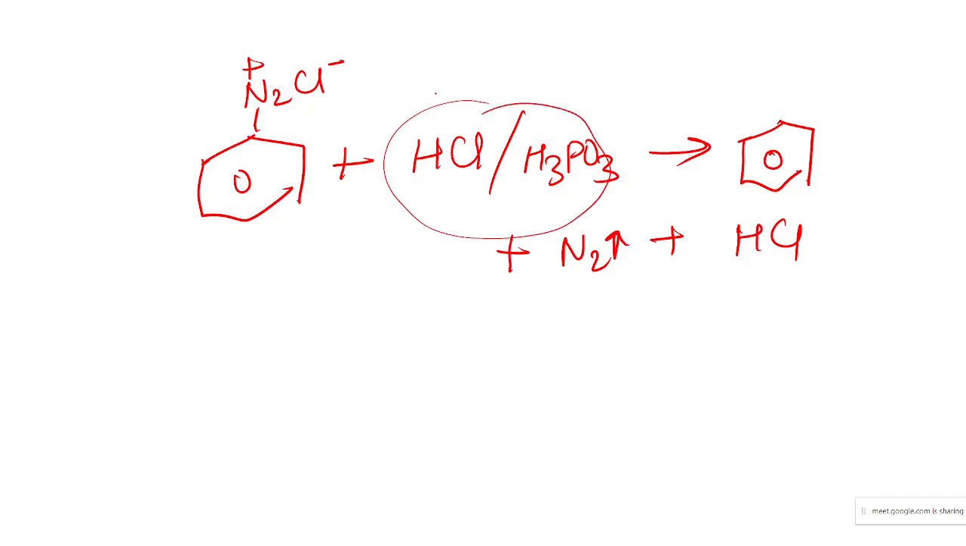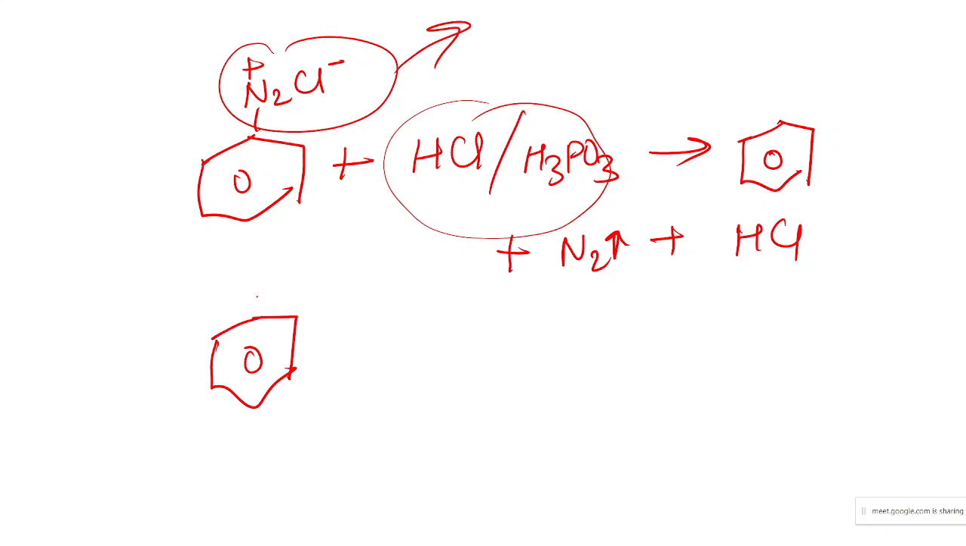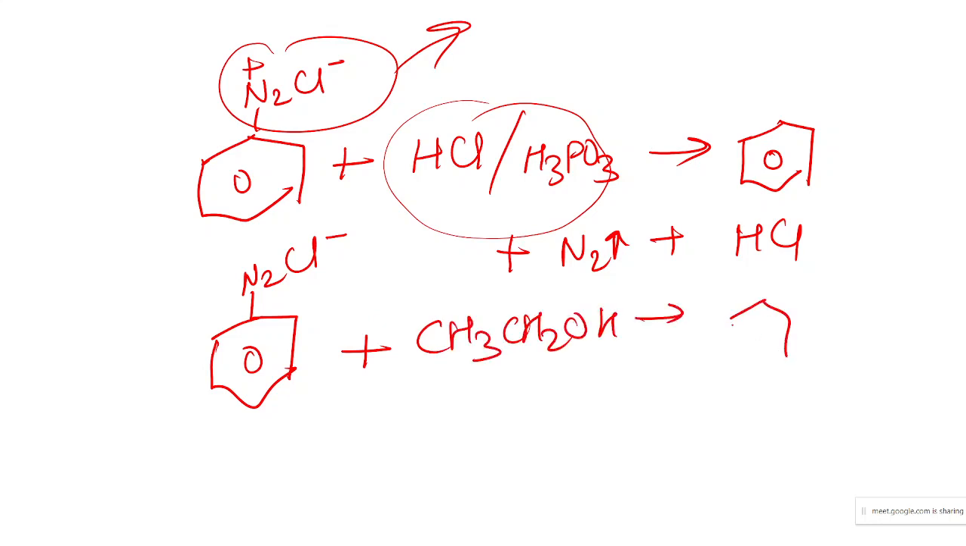Means if they are reacting with these two, then everything goes out from here. This N2 will go out as gas, and this fluorine will go out with that hydrogen, and this benzene is formed completely here. One more reaction is there. In place of mineral acid, you can also use an alcohol. Means if you have this N2Cl negative and you react it with alcohol, suppose methanol, CH3CH2OH, then in this case also you will get your benzene ring, and the remaining byproducts are there. So this is the reaction.